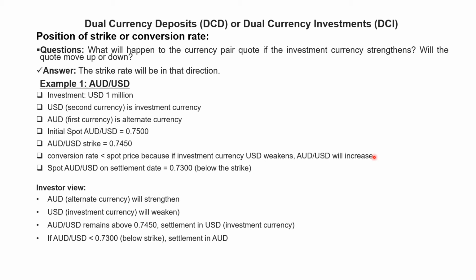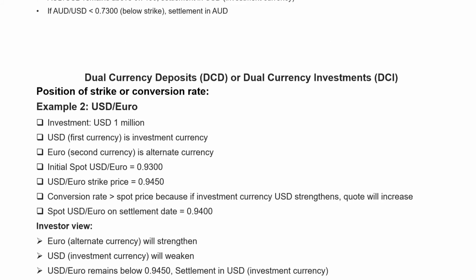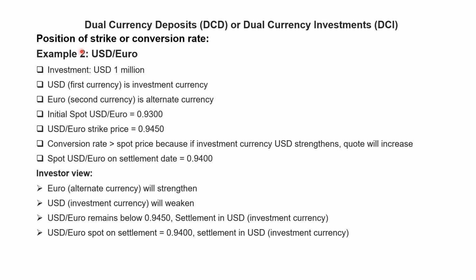Let's take another example, this time with the USD Euro pair. The investment is USD 1 million, which means that USD, the first currency in the quote, is the investment currency, and Euro, which is the second currency in the quote, is the alternate currency. The spot USD Euro at the time of investment is 0.93, and the USD Euro strike price is 0.945. That is, the conversion rate is set above the spot price because if the investment currency USD strengthens, the quote will move up.